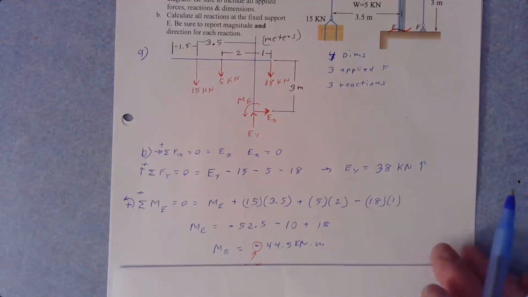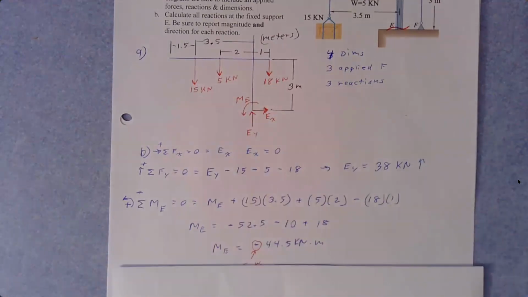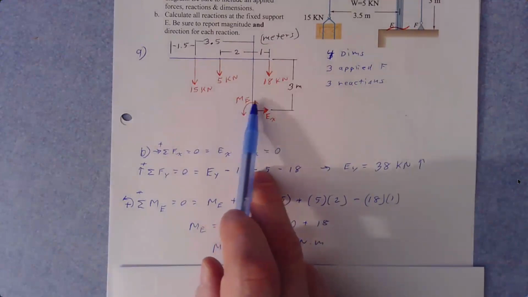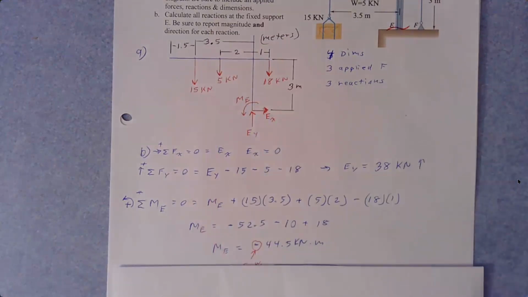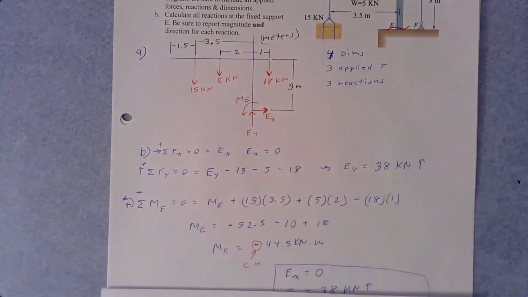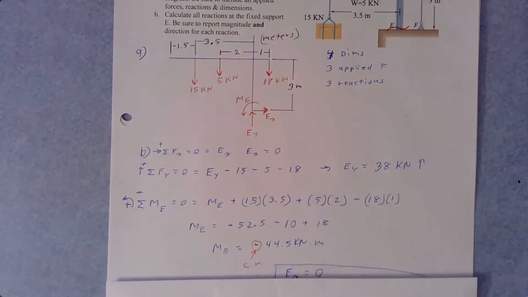Now, I drew my moment counterclockwise, and my answer came out negative. If you had drawn your moment clockwise, you would have had a negative sign here, because clockwise is negative, and then it would have come out positive. The sign tells me I chose the wrong direction. So the moment is 44.5 kilonewton meters, and it's in the other direction.